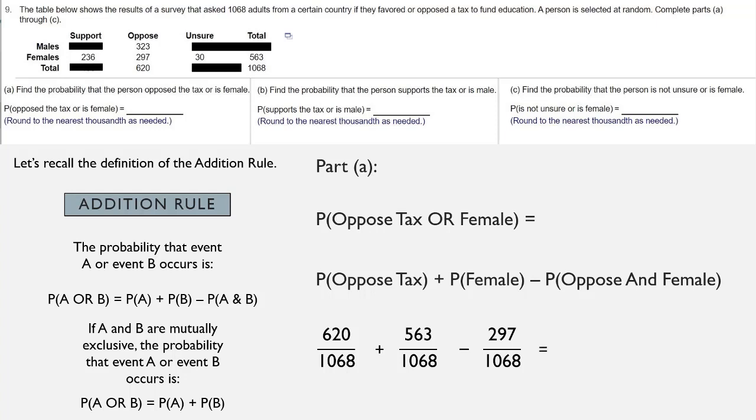When we add and subtract, that ends up being 886 over 1068. And as a decimal, we get this nice long 0.82958800149. It asks us to round to the nearest thousandth, so this would be 0.830. Let's look at part B.